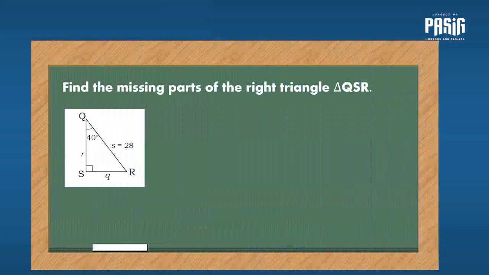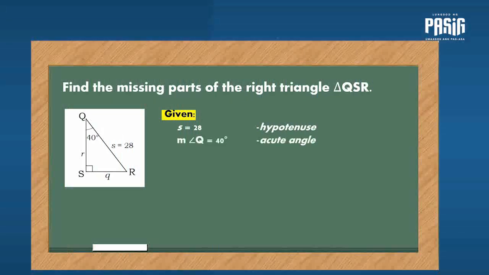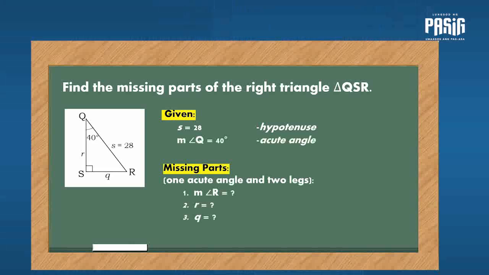Find the missing parts of the right triangle QSR. The given here are number 1, the length of side S, which is 28. Number 2, the measure of acute angle Q, which is 40 degrees. In this problem, the acute angle R and the 2 legs R and Q are the missing parts that we need to solve.